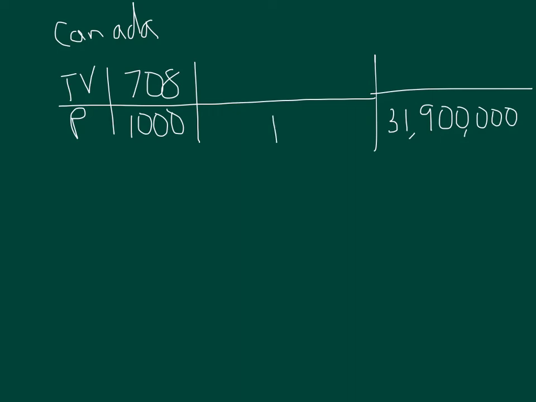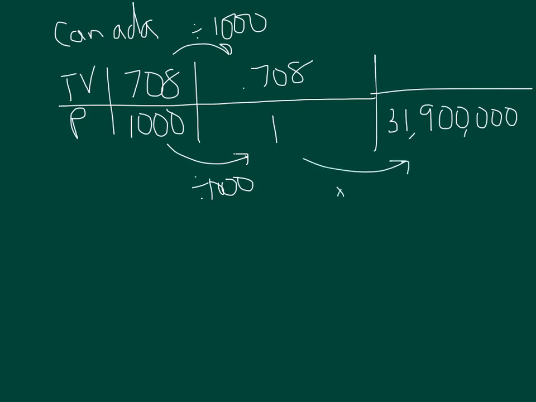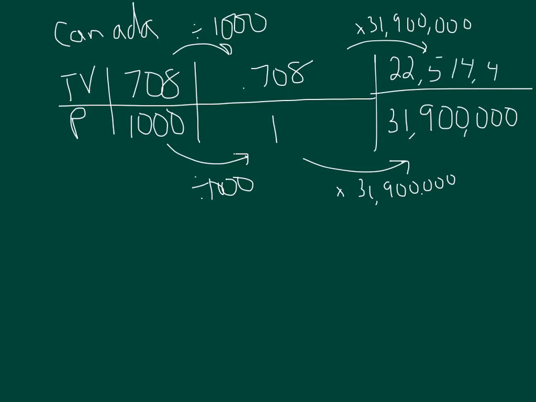I'm going to go to my best friend 1. 1,000 divided by 1,000 is going to give me 1. 708 divided by 1,000 is going to give me 0.708. Then I need to multiply from my 1 to my ugly number. So 1 times 31,900,000. And then 0.708 times 31,900,000. Again, doing the same on the top and the bottom. And for this one, I end up with 22,585,200. That's how many TVs Canada has.